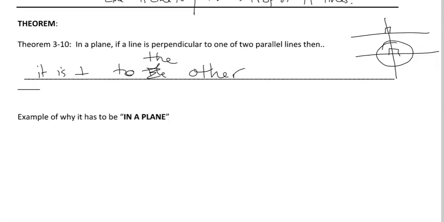Okay, example of why it has to be in a plane. If a line is perpendicular to one of two parallel lines, let's go ahead and skip that part right there. It's just way too hard for me to draw the 3 dimensions to show why it could be a problem and why it needs to be a plane. Sorry. Let's just move on to the next one.